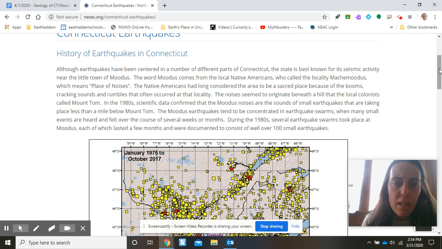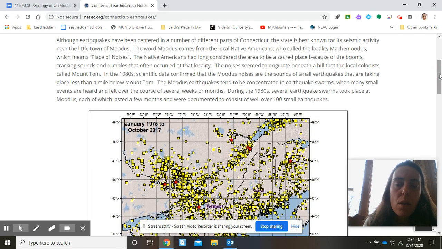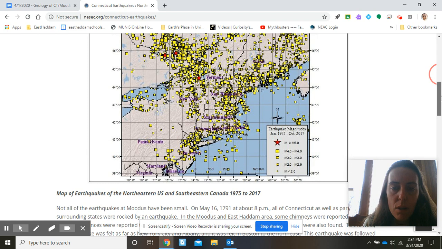In the 1980s, scientific data confirmed that Moodus noises are the sounds of small earthquakes that are taking place less than a mile below Mount Tom. The Moodus earthquakes tend to be concentrated in earthquake swarms, where many small events are heard and felt over the course of several weeks or months. During the 1980s, several earthquake swarms took place at Moodus, each of which lasted a few months and was documented to consist of well over 100 small earthquakes. So, if you look at this map here, this is just a map of all the different earthquakes that have occurred from 1975 to 2017.